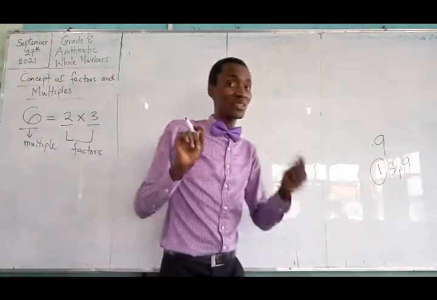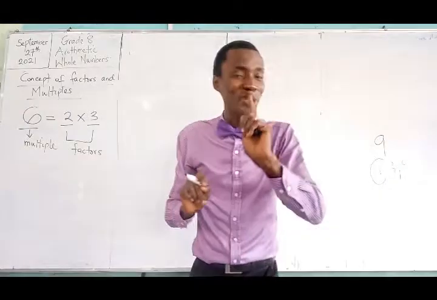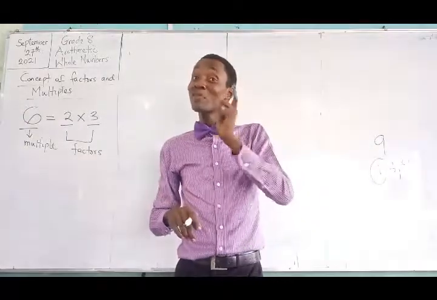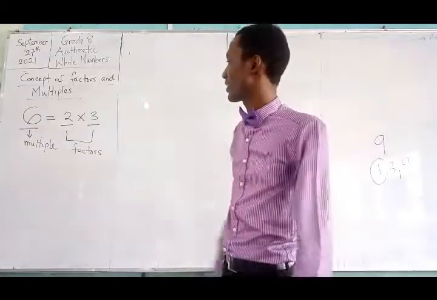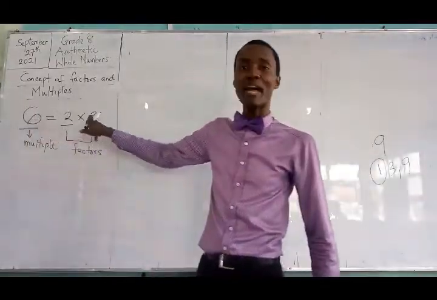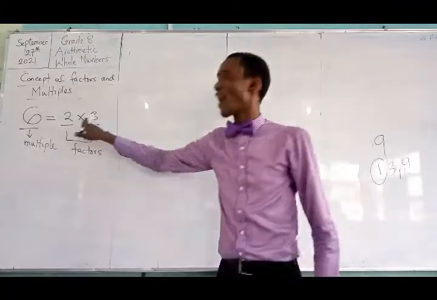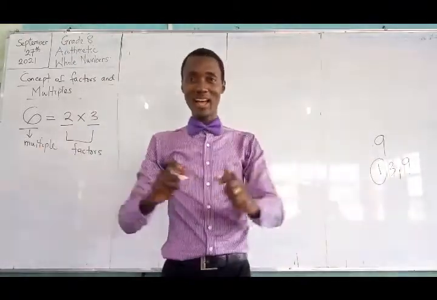I've already started to tease something. Follow me closely because you're going to see something that will be very, very funny now. So 6 will give you 2 times 3. These are factors coming together.